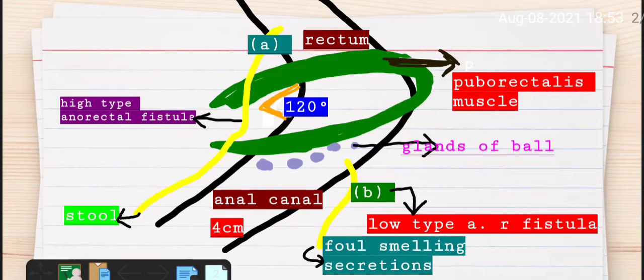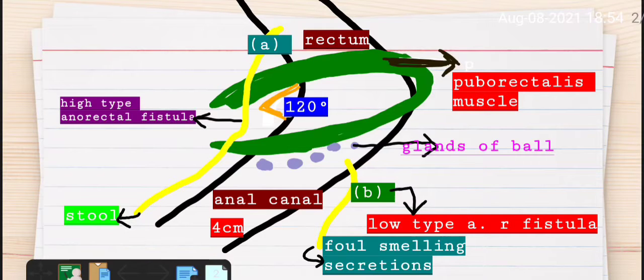Just below the puborectalis muscle we can also see the glands of the bowel. Their secretions are so foul smelling that in low type anorectal fistulas the patients present with foul smelling secretions. This malodorous discharge through an opening posterior to the anus will lead to poor perianal hygiene and perianal sepsis as well.